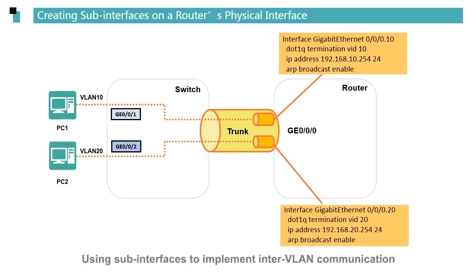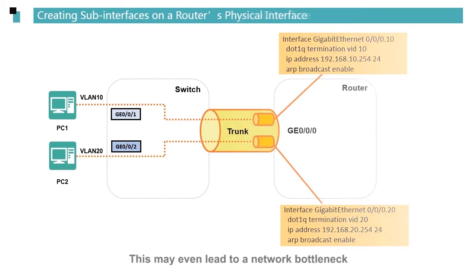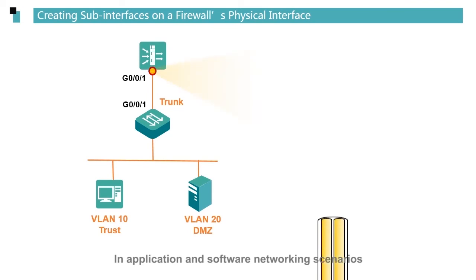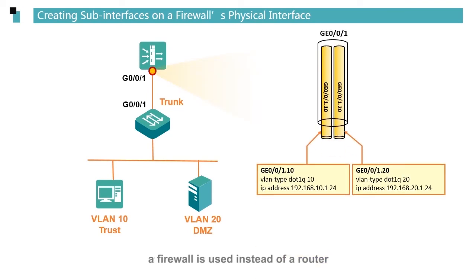Using sub-interfaces to implement inter-VLAN communication, however, also has weak points. When PC1 and PC2 are communicating with each other, data is transmitted twice through the link between the switch and router, causing high loads on this link. This may even lead to a network bottleneck. In application and software networking scenarios, a firewall is used instead of a router, and multiple physical links exist between the firewall and switch. These physical links can be bundled into a logical link, called an ETH-trunk link. Sub-interfaces can then be created on the ETH-trunk interface. The use of ETH-trunk interfaces improves link bandwidth.